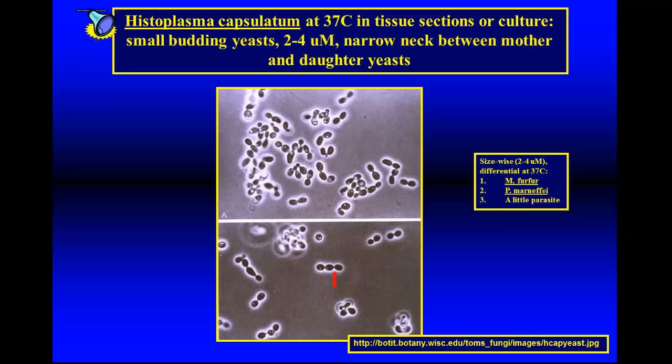The only thing that looks like it, size-wise, in your differential, it's a short differential: Malassezia furfur, which doesn't cause anything similar to the clinical pictures we would see with histo, and as we'll see momentarily, it has a broad base between mother and daughter yeast. Histo, 2 to 4 microns, thin neck.